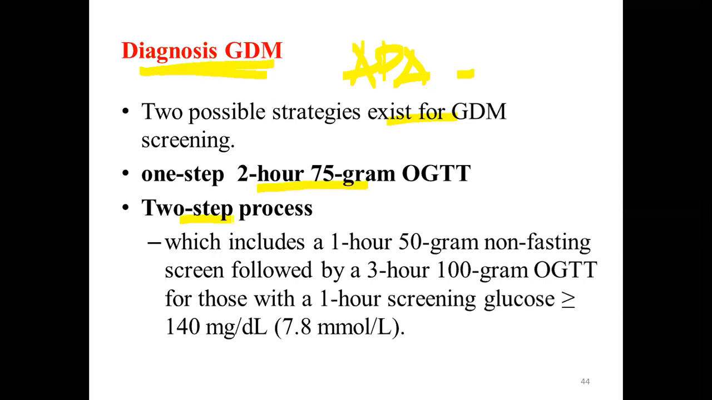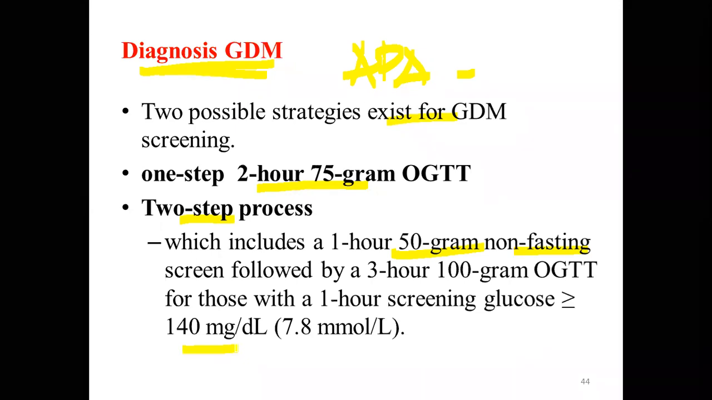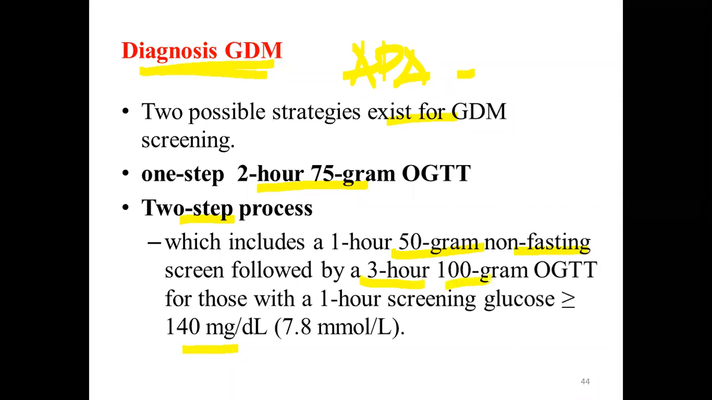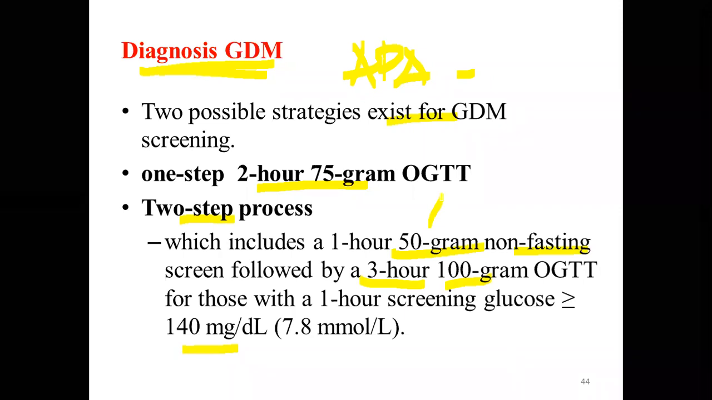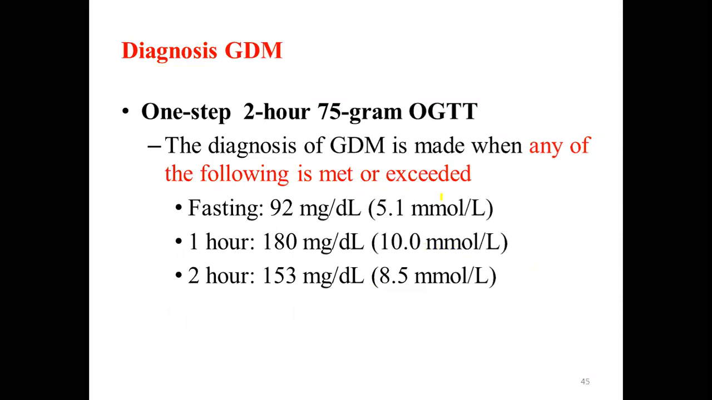So one step means you just give them a 75 gram OGTT, then you measure the sugar level at an hour and 2 hours later, then you look at the result. The two-step process usually involves a 1 hour 50 gram non-fasting screening. You give them 50 gram of glucose first. Then after that, if the blood sugar level is above 140 milligram per deciliter, you are going to give a 100 gram OGTT test and you measure every hour for 3 hours. So this is a two-step process because we measure the sugar level after we give 50 gram. Then after that, we do another test by giving 100 gram of glucose. That is why it is a two-step process. I think the one-step process is a bit easier.